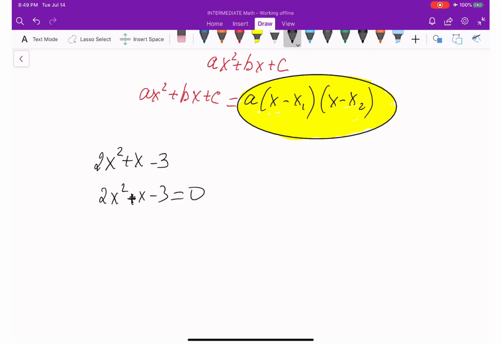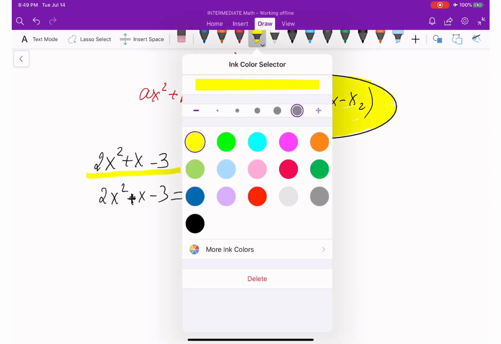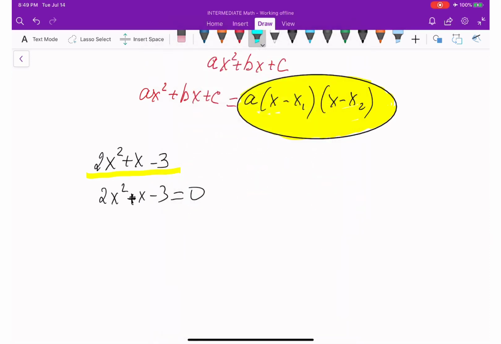What's the difference between them? 2x squared plus x minus 3 is an expression. You can only simplify it. But this one, 2x squared plus x minus 3 equals 0, is an equation. You can solve for x1 and x2. And those are x1 and x2 we are going to go after. We need to find x1, x2. For that, we need to represent our expression in the format of an equation.